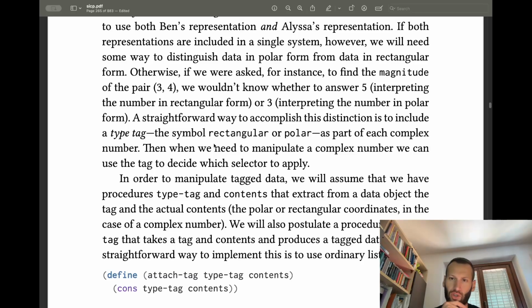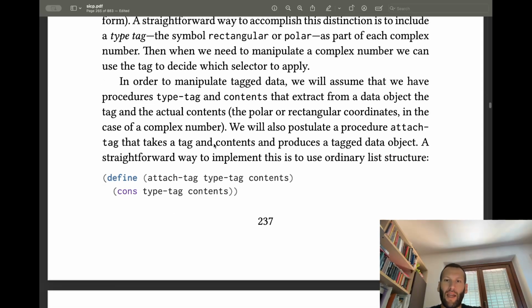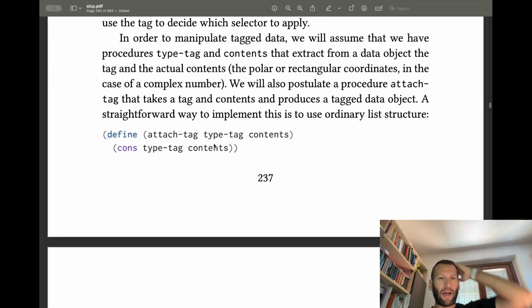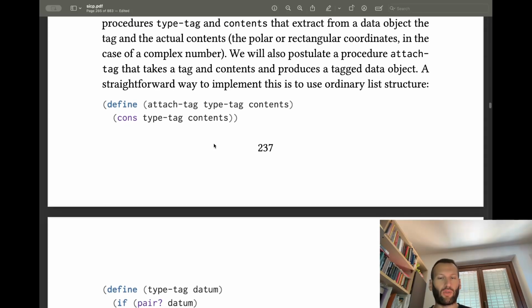A straightforward way to accomplish this distinction is to include a type tag, the symbol rectangular or polar, as part of each complex number. Then when we need to manipulate a complex number, we can use the tag to decide which selector to apply. In order to manipulate tagged data, we will assume that we have procedures type-tag and contents that extract from a data object the tag and the actual contents, so the polar or rectangular coordinates in the case of a complex number. We will also postulate a procedure attach-tag that takes a tag and contents and produces a tagged data object. A straightforward way to implement this is to use ordinary list structure.